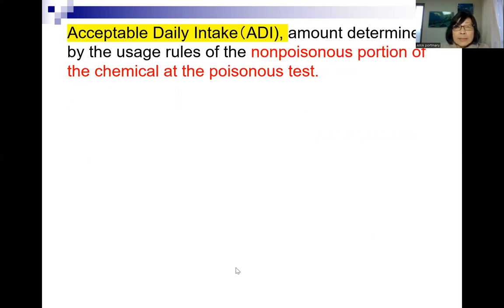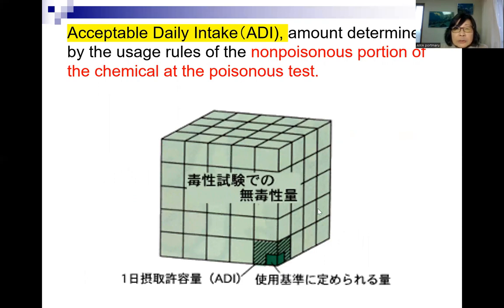So now let's take a look at the acceptable daily intake. This is the amount determined by the usage rules of the non-poisonous portion of the chemical in the poisonous test. This is the chart that indicates this. This is the poisonous test. And in this poisonous test, we establish this ADI, acceptable daily intake, this part. And this is another portion, a very little portion, that is established as the threshold of the concentration of this insecticide or pesticide or these chemicals.